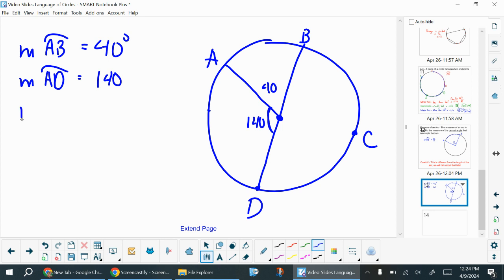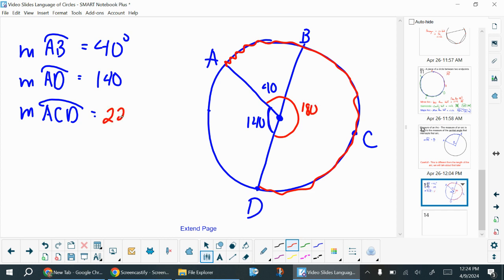If I wanted something like the measure of arc ACD. So that means I start at A, go all the way through C, all the way back around to D. Now I just kind of add up pieces. I know this piece is 40. I know that piece is 180. 40 plus 180 is 220.